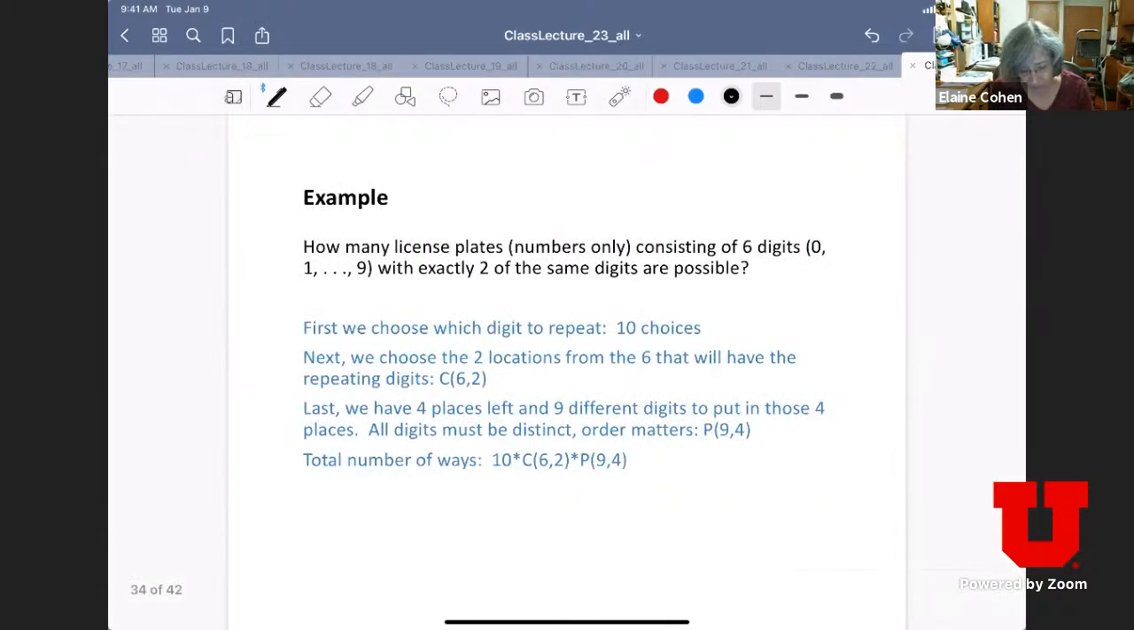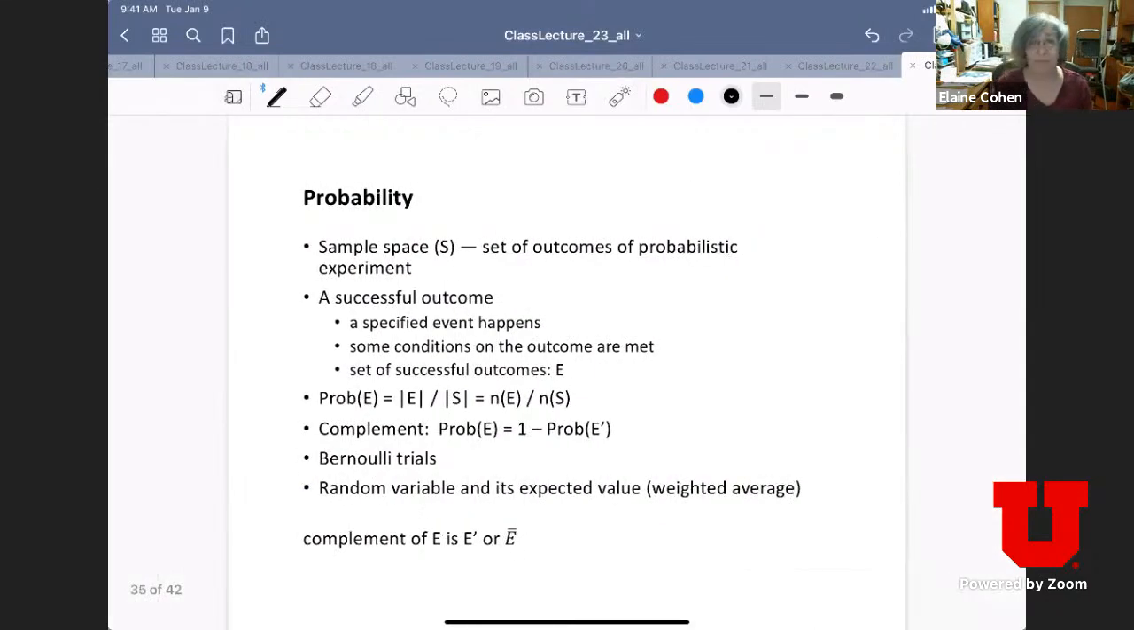Okay, I almost got to the end of this stuff. We have probability. So we define the sample space, the successful outcome, the probability. Let's look at our last example. What was the sample space? It was the set of all possible license plates, right? All possible 6-digit license plates was our sample space.